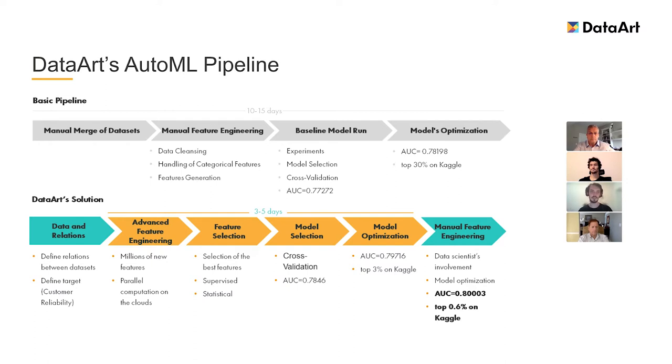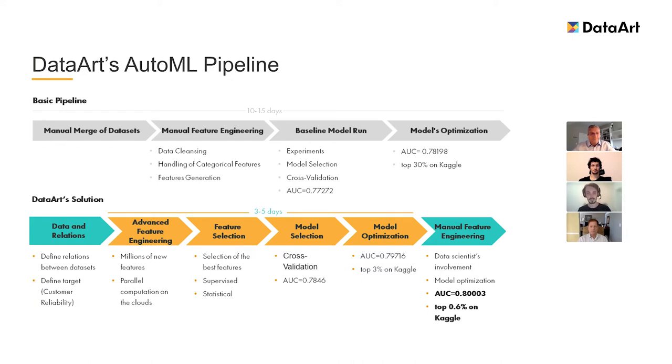This whole pipeline was more than 5 times faster than our manual pipeline. And again, we didn't stop here. We knew that there is another optional step, which is data scientist involvement. And we involved a data scientist to build manual features and optimize the model once again. And we got our AUC metric more than 0.8. And this gives us top 0.6% on Kaggle, which is really, really great in like 3 to 5 days.